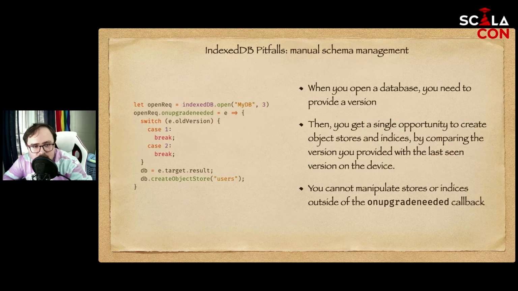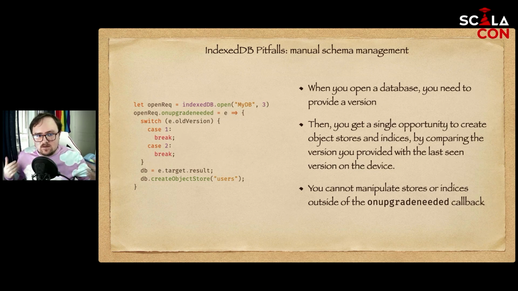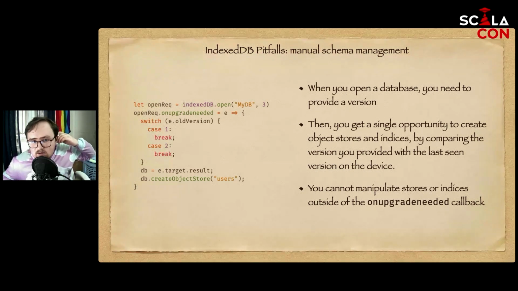Finally, the last pitfall is the way you create object stores in IndexedDB. When you open a database, you need to provide a version, and then you get a single opportunity to create object stores and indices by comparing the version you provided with the last seen version on the device. And you cannot manipulate stores or indices outside of this on-upgrade-needed callback.